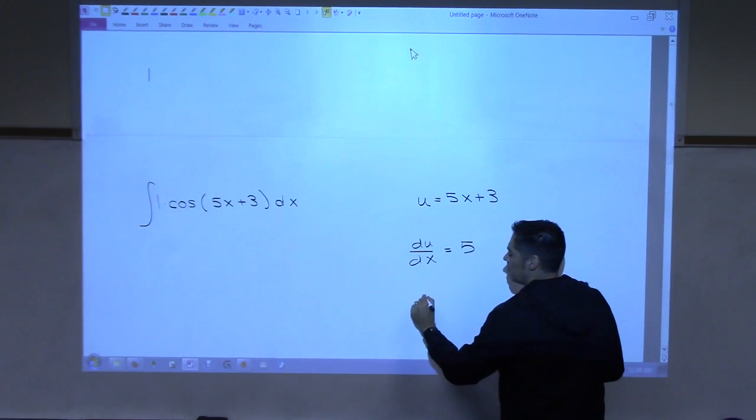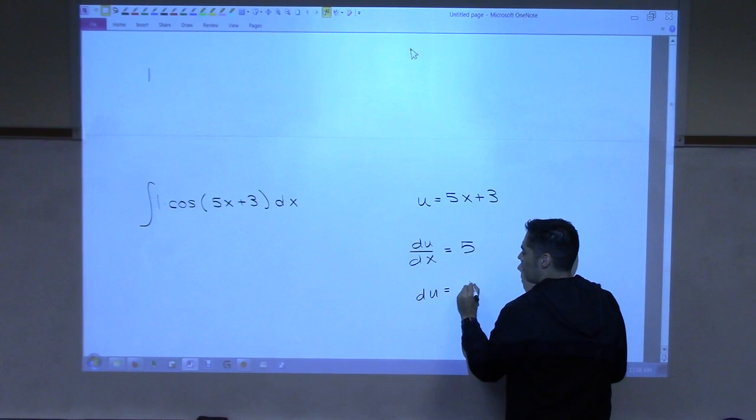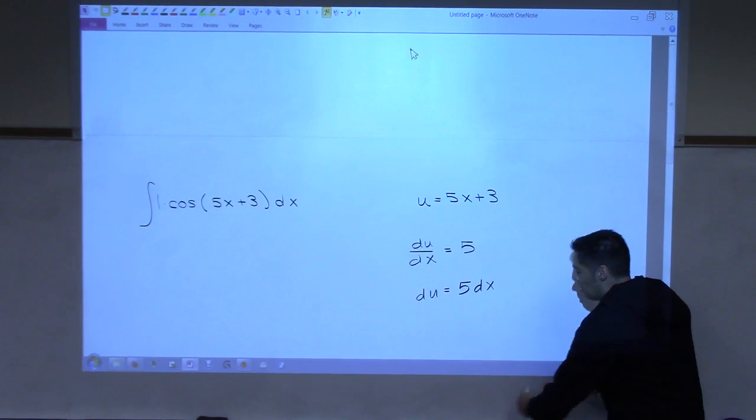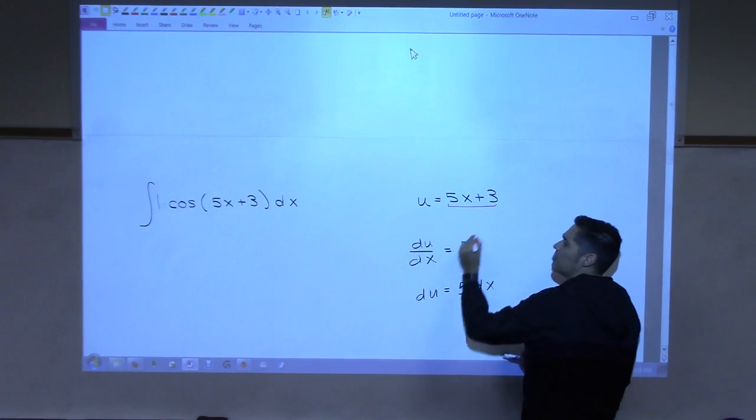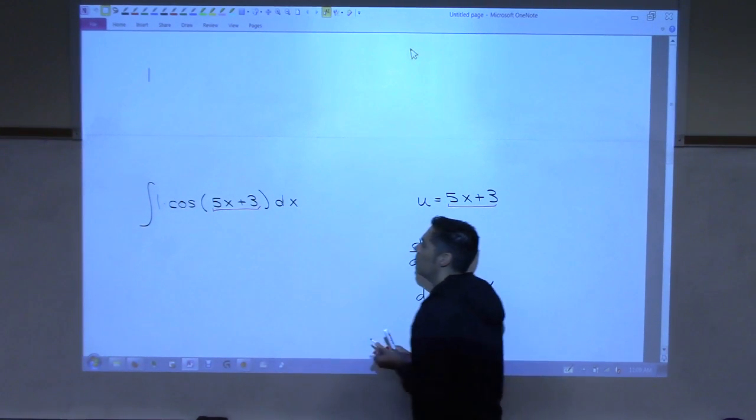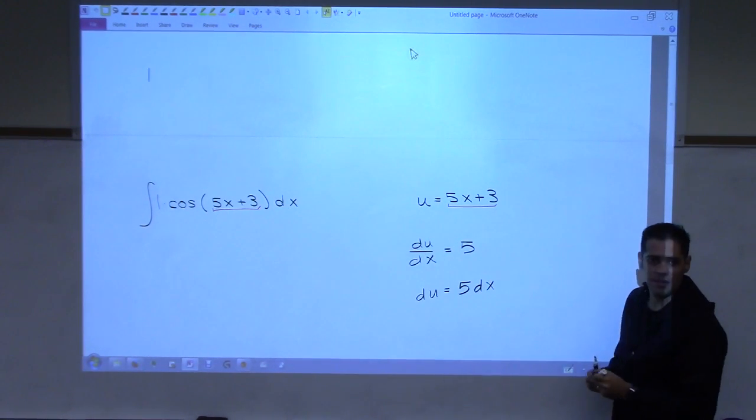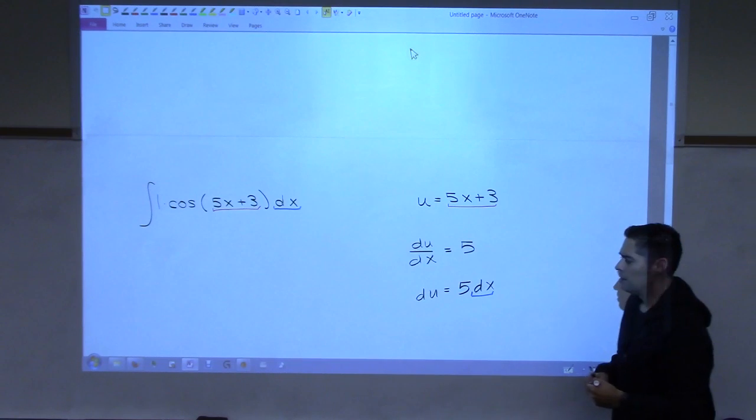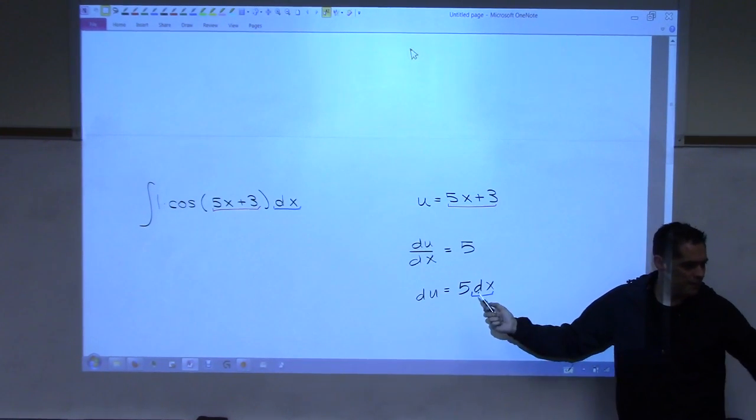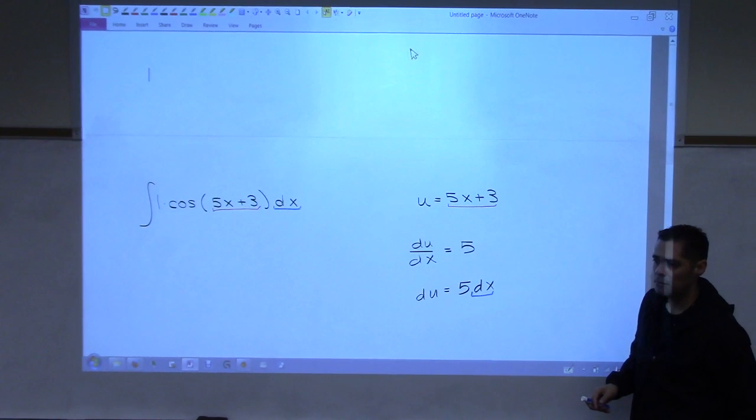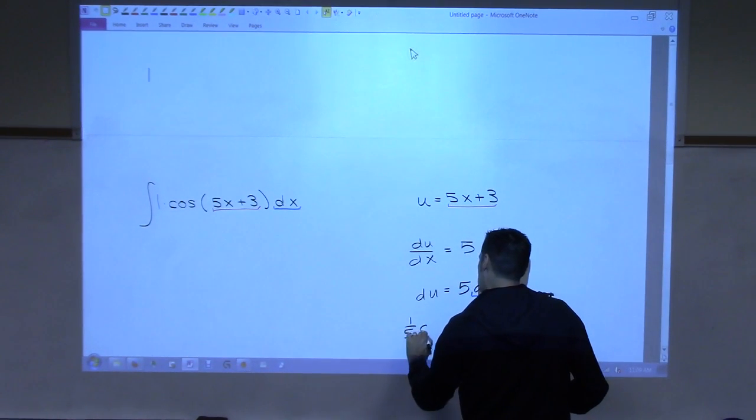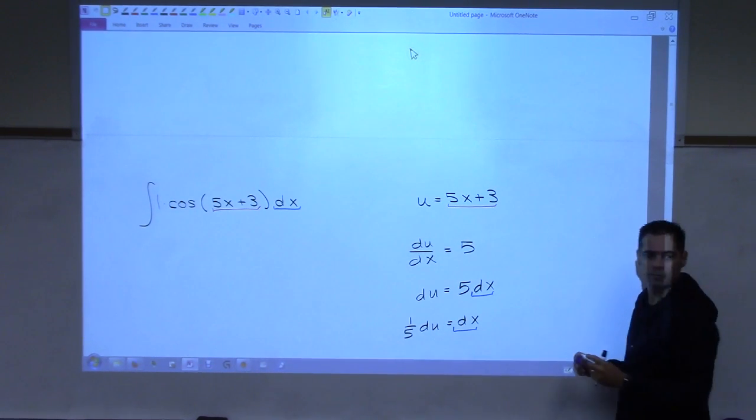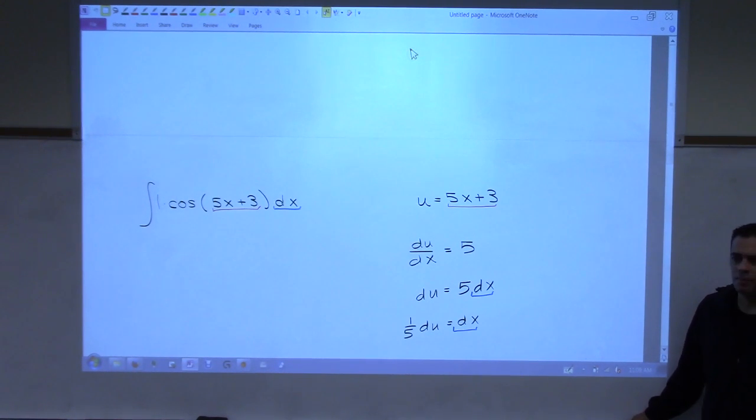All right, so now turn this into du equals what? 5 dx. And so now I'm going to play this little matching game. I know that my 5x plus 3 is going to be my u, so that's going to turn into a u. And the only other thing I need to deal with then is this dx, to match up with that dx. So I need to get rid of the 5, so I multiply both sides by 1/5, or divide by 5. Yeah? So I get 1/5 du is dx. See it?